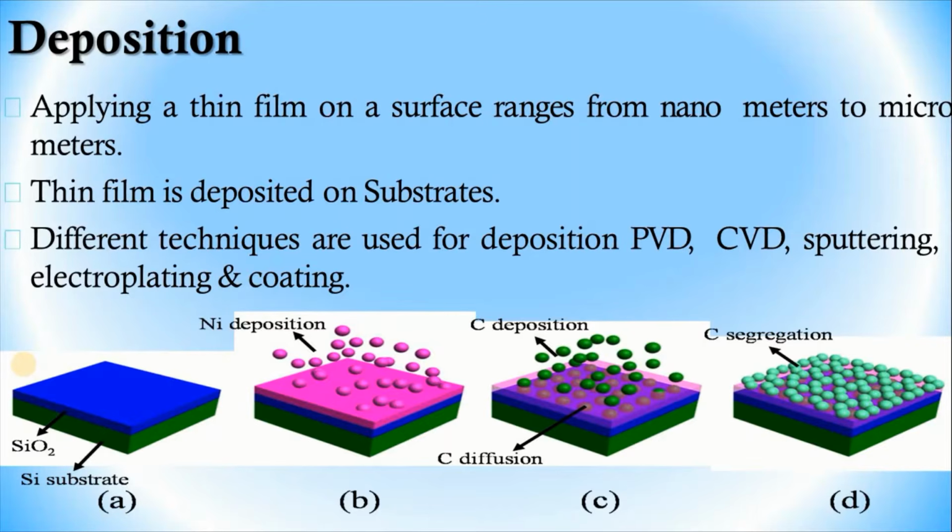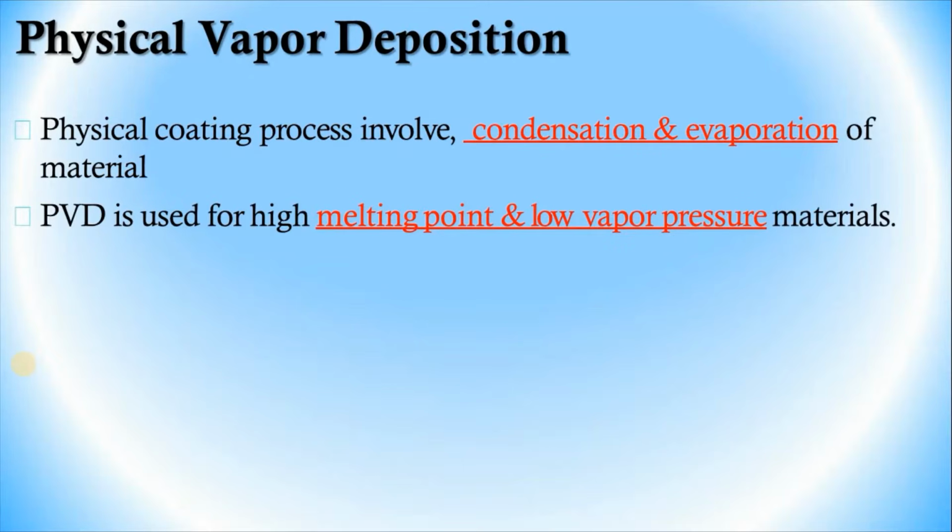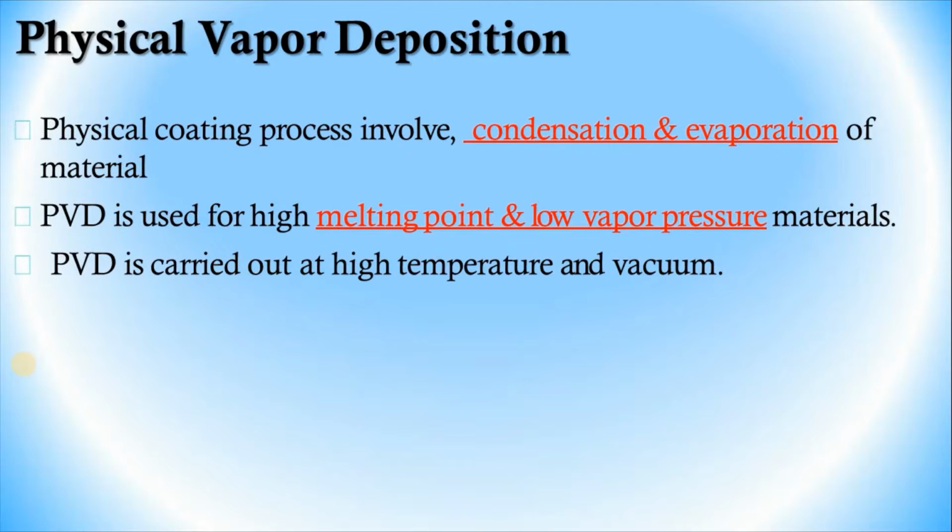Now we are going to see what is meant by physical vapor deposition, in which we provide a coating by physical means, which involves condensation and evaporation of material. We use this process for high melting point and low vapor pressure materials. PVD is carried out at high temperature and vacuum. So it involves the creation of material vapors by evaporation or sputtering or laser ablation and their subsequent condensation onto a substrate to form the film.